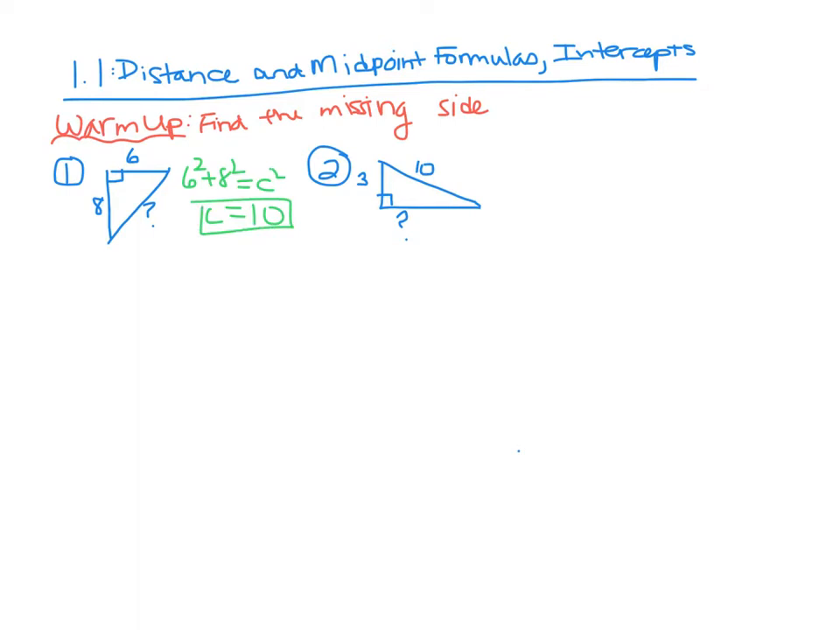For number 2, we are going to do 3 squared plus b squared, again you can use any variable you'd like, is equal to 10 squared. If you simplify everything out, you will end up getting that b is 91, or sorry, b squared is 91, and b is the square root of 91.